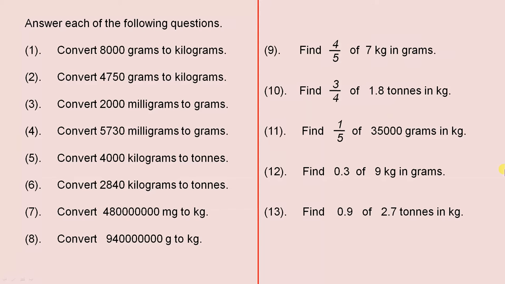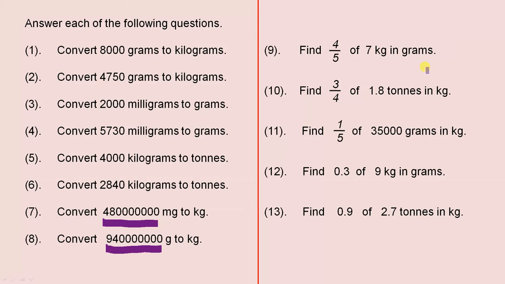Number five, convert 4,000 kilograms to tons. So we need to know how many kilograms in a ton. And then number six is similar with the decimal point. Number seven, convert that amount of milligrams, that's quite a large amount here, to kilograms. So we have to work out how many milligrams there are in a kilogram. Convert that many grams, quite a large number, to kilograms.